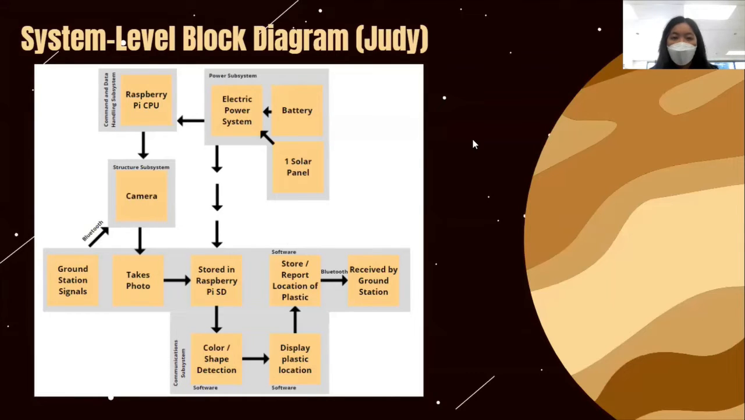And then for our system block diagram, the system block diagram displays a more in-depth step-by-step process and also the various subsystems. It shows how each subsystem is connected or interacts with the others.